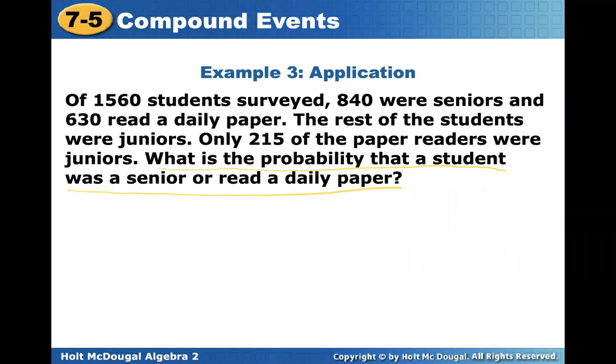Of 1,560 students surveyed, 840 were seniors, and 630 read the daily paper. If we're trying to find the probability that a student was a senior or read the daily paper, I'm going to say probability of a senior or read the paper is the probability they're a senior, plus the probability that they read the paper, minus the probability that they do both, right? They're a senior that reads the paper. Now, do we know how many seniors there are?